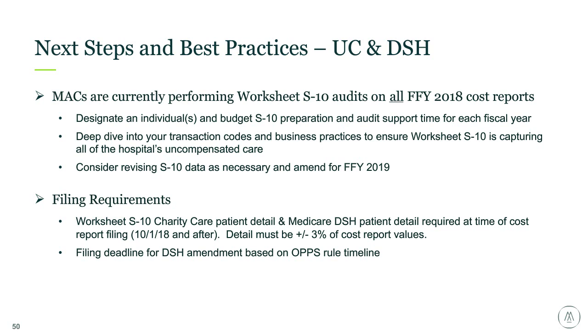So CMS has not published an exact template for S10, but hospitals will need to provide, at a minimum, the charity detail that ties to the cost report and include fields such as patient name, social security number, and write-off amount. And just as the last reminder for this, the filing deadline for DSH amendments based on the OPPS rule timeline is 12 months after the original as-filed cost report deadline.